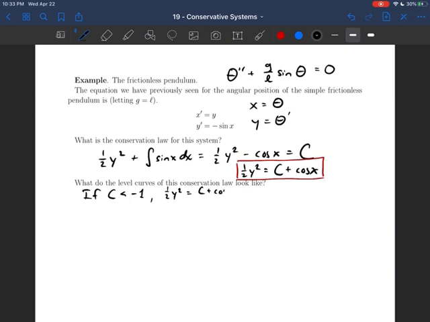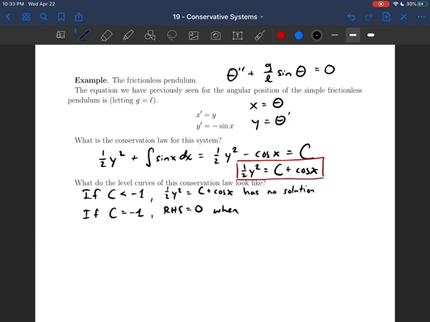So one case is if c is less than 0. Sorry, not less than 0. If c is less than -1, then 1/2 y squared equals c plus cosine x will have no solutions. Why doesn't it have solutions? Well, in that case, c is less than -1. The biggest that cosine x ever is 1, so the right-hand side will be negative. And then we have a negative number equals a square, so that can't happen. So we get no solutions there, no curves. There's just nothing happening there.